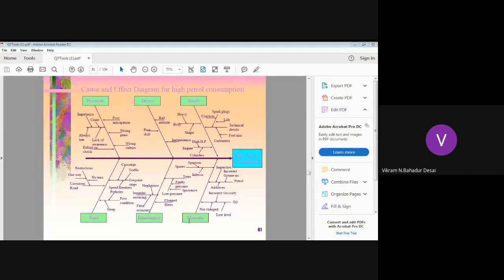Right. If you come to materials, there are also materials, so maybe oil, or maybe petrol.